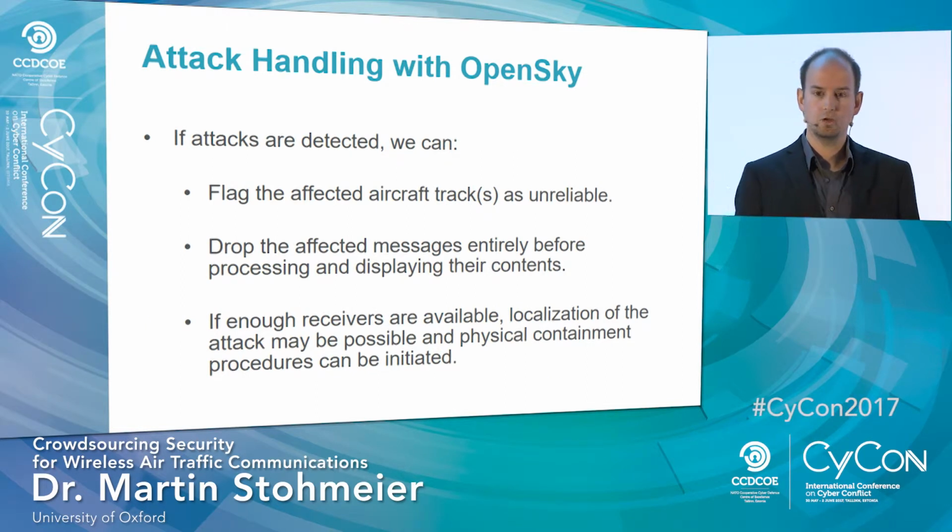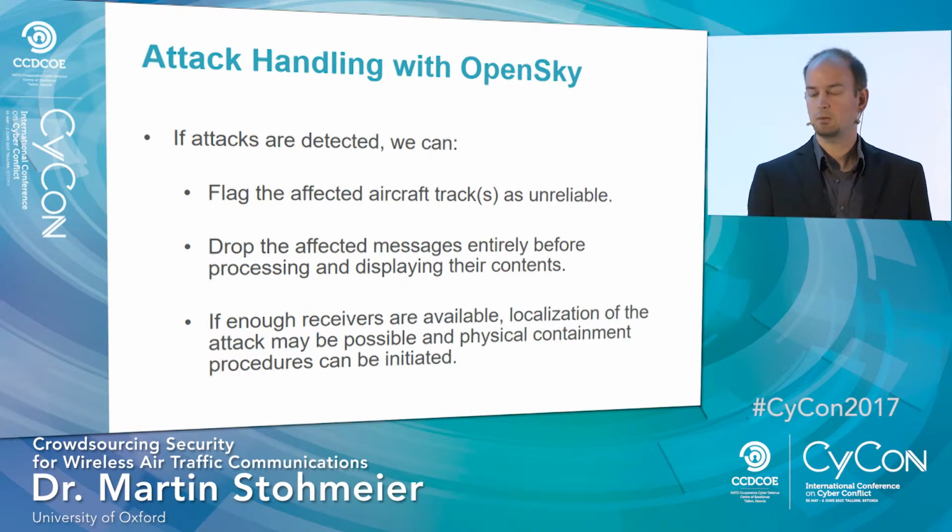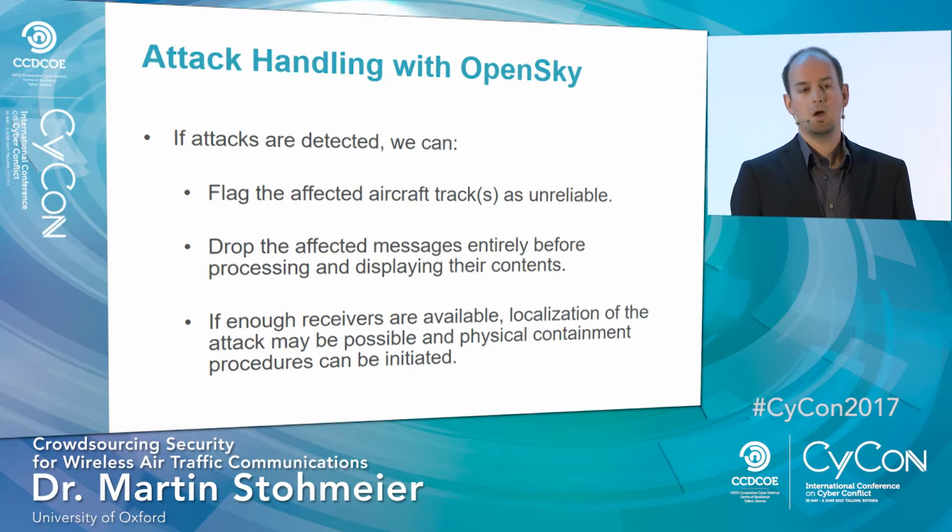So what do we do if we have actually detected someone? What can we do with OpenSky or in air traffic control in general? Well, if we detect something, we can first of all flag the track that we've detected and claim, okay, this one seems to be unreliable, and the controller can, let's say, just use his voice to call an aircraft and see what's going on. Is there actually someone there? Second, if we're really sure that these are fake messages, we can drop them before they're processed, before they're shown on the radar screen, and keep the impact on the controller low.